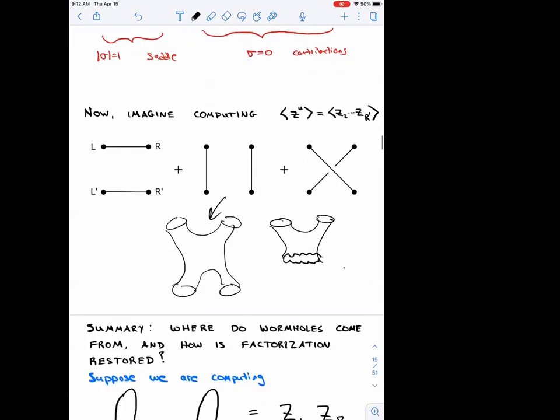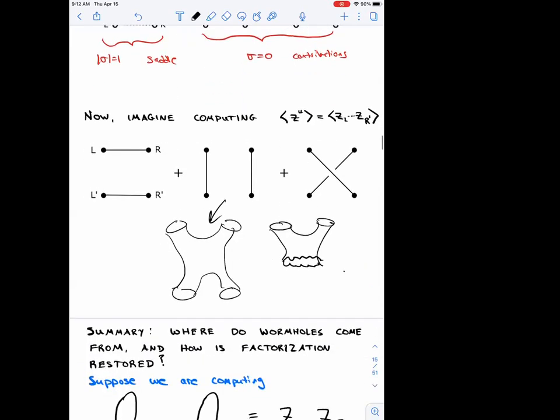Actually, we have an example like that we studied in our paper. Yeah, so that makes sense. Thanks.